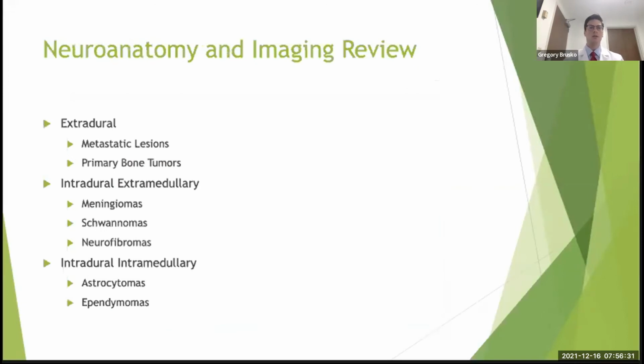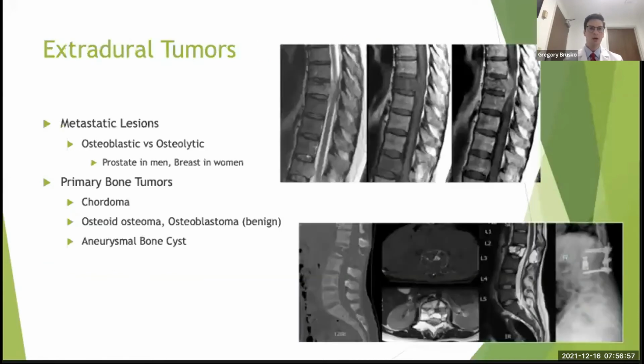I'll get into the neuroanatomy and imaging review, as we briefly just touched on with neuropathology, but the three main components: extradural, metastatic lesions, primary bone tumors. Then we move into the intradural component: meningiomas, schwannomas, neurofibromas are the more common ones. And then intradural, intramedullary lesions tend to be astrocytomas and ependymomas, among a small handful of other various pathologies that are much more rare.